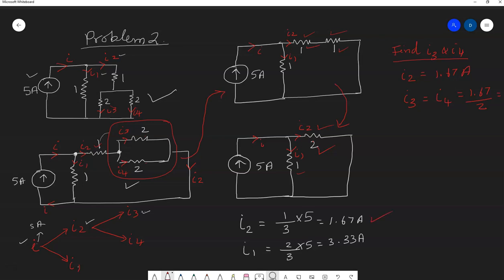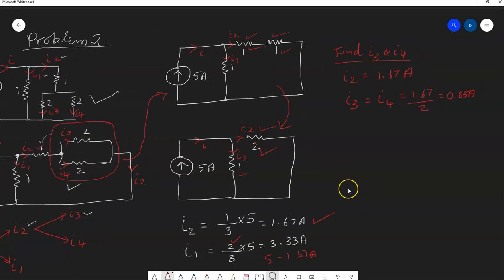And the current I1 is, you can either do 5 take away 1.67 amps, or you can apply the same formula. You might end up getting a few rounding errors here, but you can ignore them for the time being. So the current I1 is the other resistor divided by the total resistance times the input current, which is 3.33.